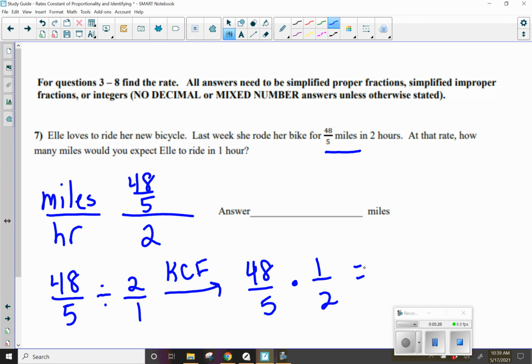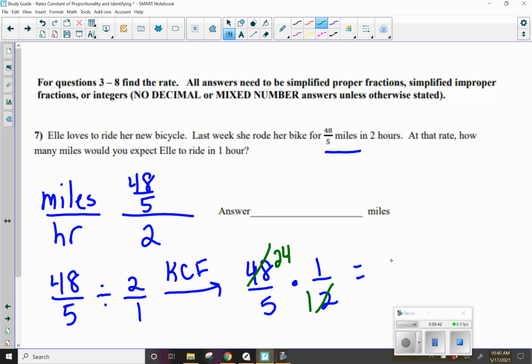And then you always want to check, we haven't had to do it in the previous examples, but check to see if you can cross simplify. I see that I have a 2 and a 48. They're both even numbers, which means I can divide them both by 2. 2 divided by 2 is 1. 48 divided by 2 is 24.